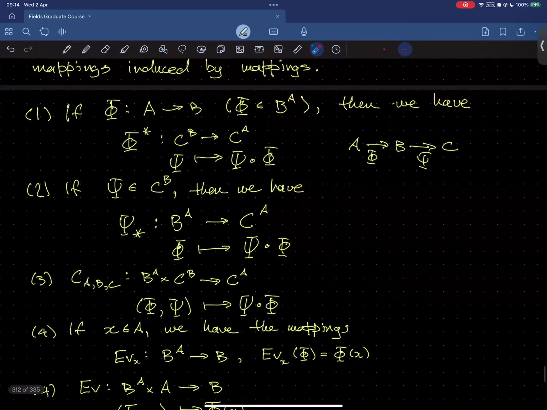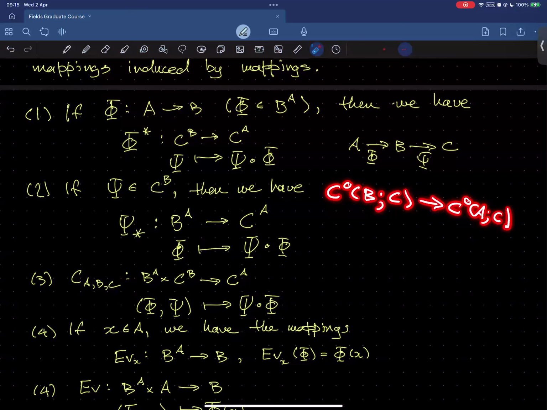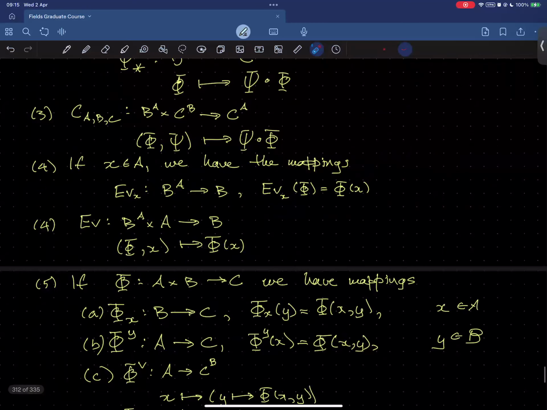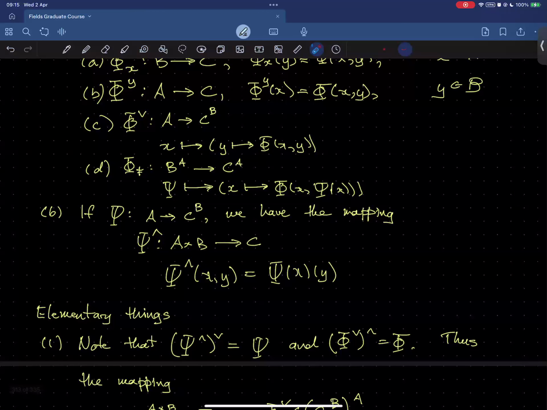And then you maybe want to ask, I have a mapping from the set of continuous mappings from B into C into the set of continuous mappings from A into C, is this mapping itself continuous? That requires me then to have topologies for the spaces of mappings.